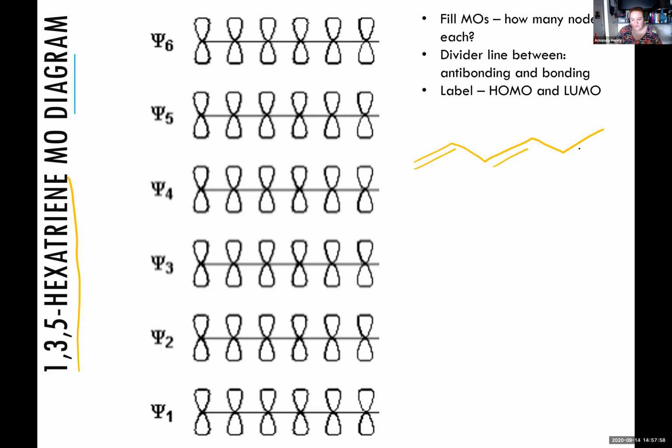135 hexatriene. There are 6 carbons participating in all of those double bonds. That means 6 atomic orbitals, which means 6 molecular orbitals, which is what we have. The first thing we're doing is filling these in, showing the overlap between them. I'm just going to color them in with purple, so we'll have purple and white. The bottom one is going to have complete overlap, so 0 nodes.